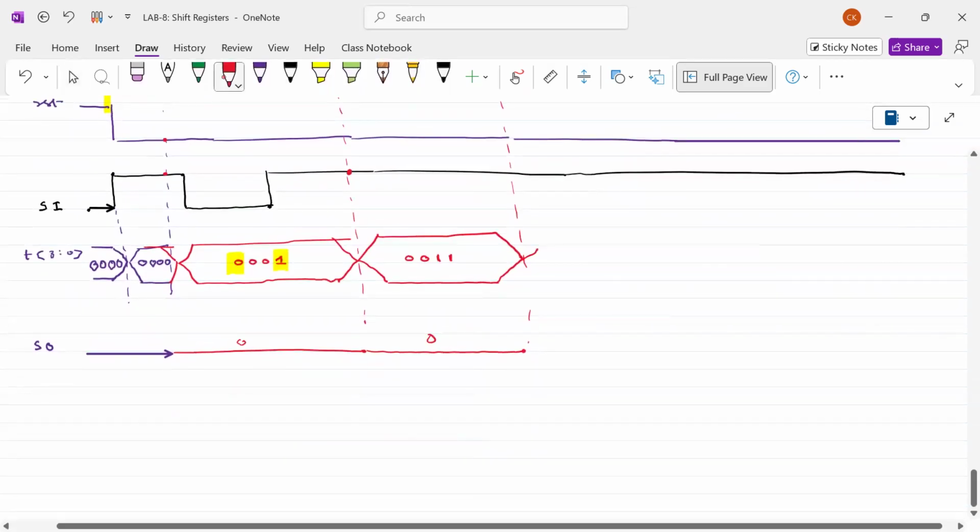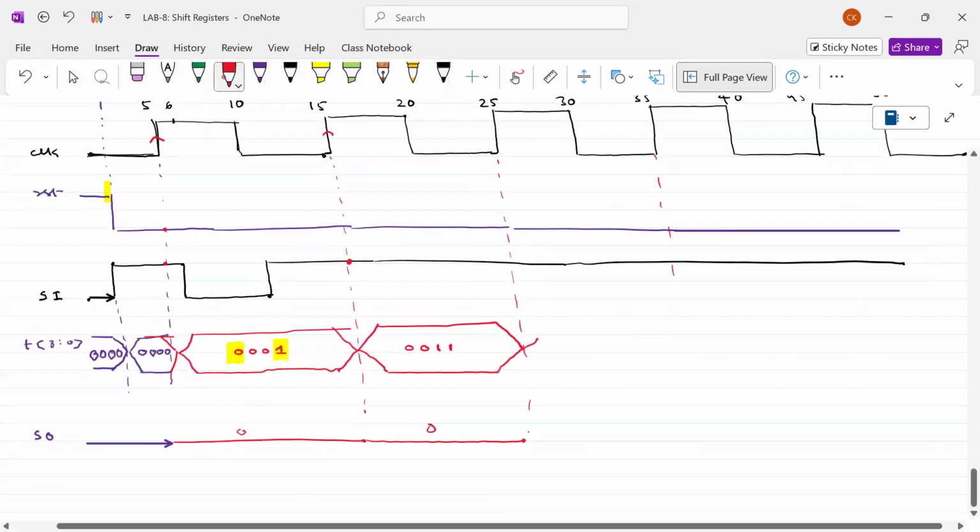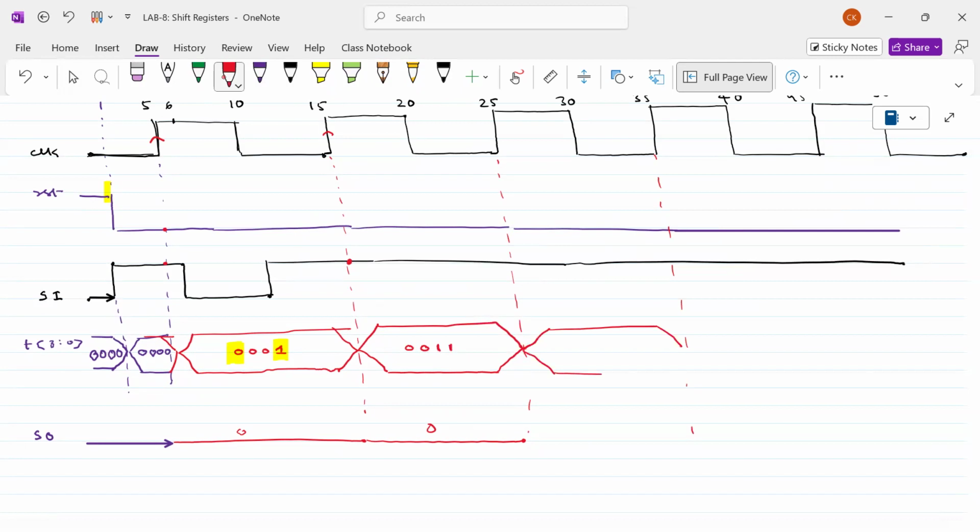Next positive edge of the clock: 0, 1, 1, 1. What about here again? 0 only. Next positive edge, what about this value? 1, 1, 1, 1. Now look at this one. S out now becomes 1. Now this becomes 1.